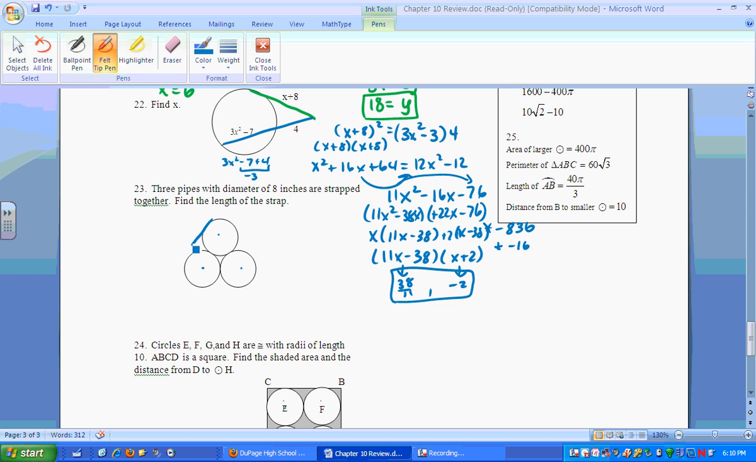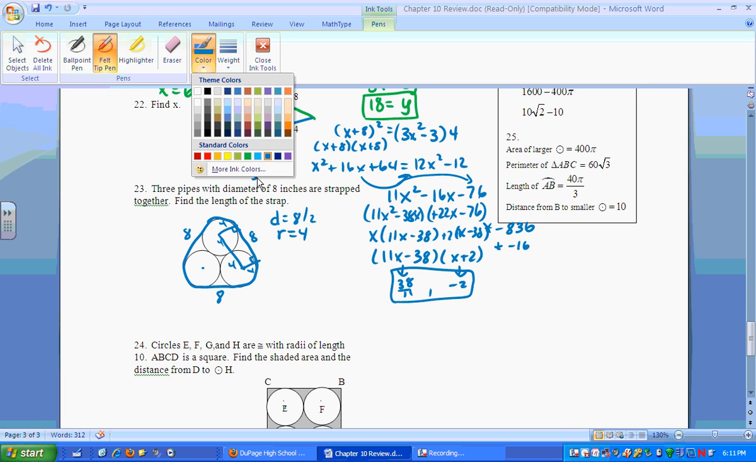23, you have this wire that I'm drawing in blue around it. It's a strap that's connecting these pipes together. You do know that the diameter is 8, so if the diameter equals 8, the radius ends up equaling 4 because you divide by 2. So what you can do is draw a radius to the tangent connecting it. This makes a rectangle shape. These are 4, 4, 4, and 4. So this piece is 8. It mimics everywhere around because the circles do not change sizes.